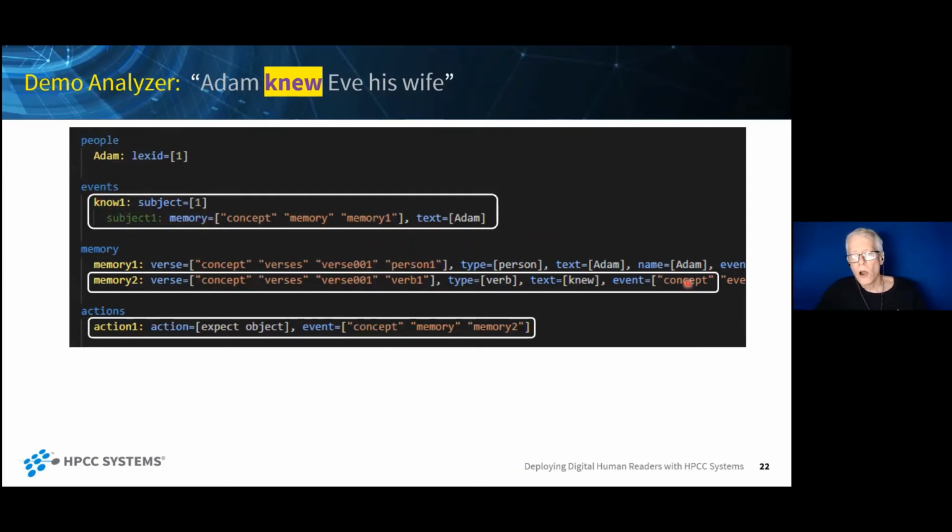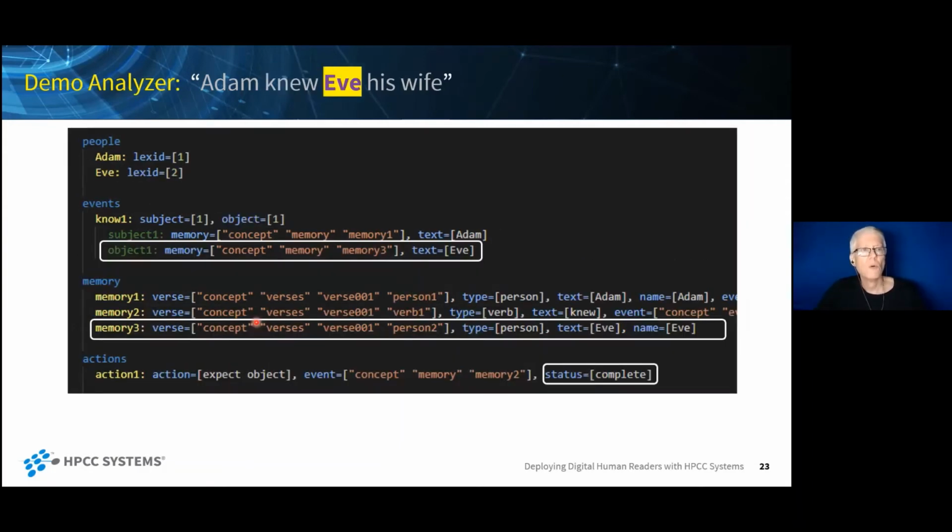We put into our memory that we now have a verb, and we put in an action. And that action says, oh, by the way, we have an event know, we have a subject Adam, but we should be on the lookout for an object. Well, we go to the next word and we get what we want, which is the object. We put that into the memory. This action of expecting an object says, oh, I see an object, I'm expecting an object. It goes in and says, okay, I'm going to go put that object in know. And now our understanding system knows that Adam knows Eve, and that's an event of knowing.